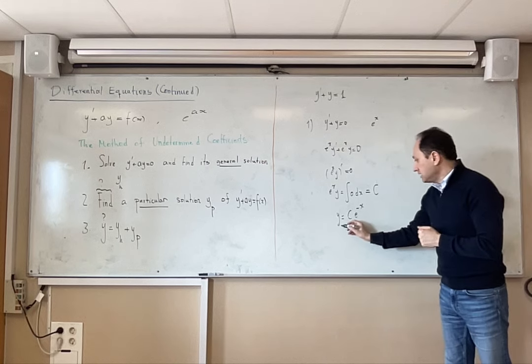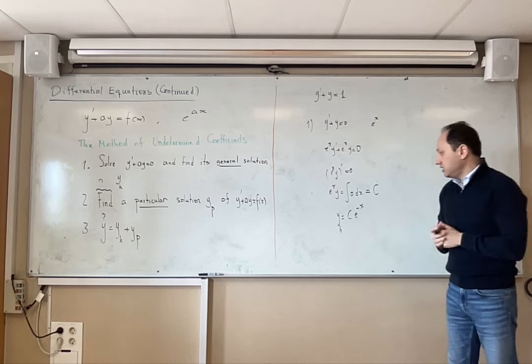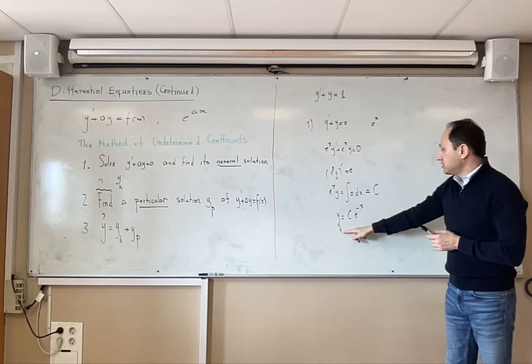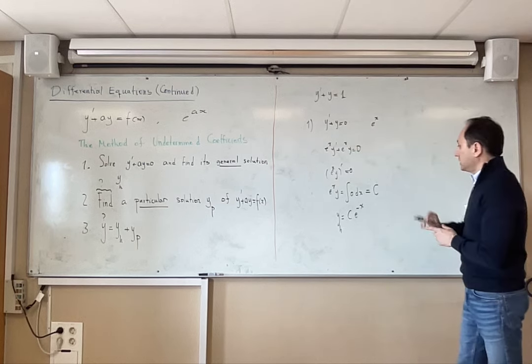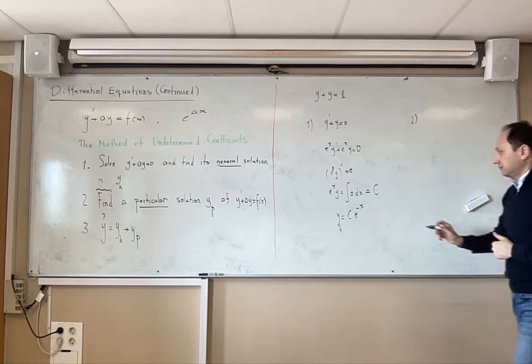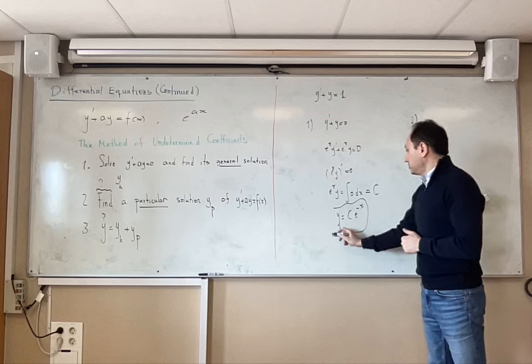And this I equip with an index h, because this is not the one that I am looking for. This is the general solution for the homogeneous part. Step number 2. So step number 2, what should I do?